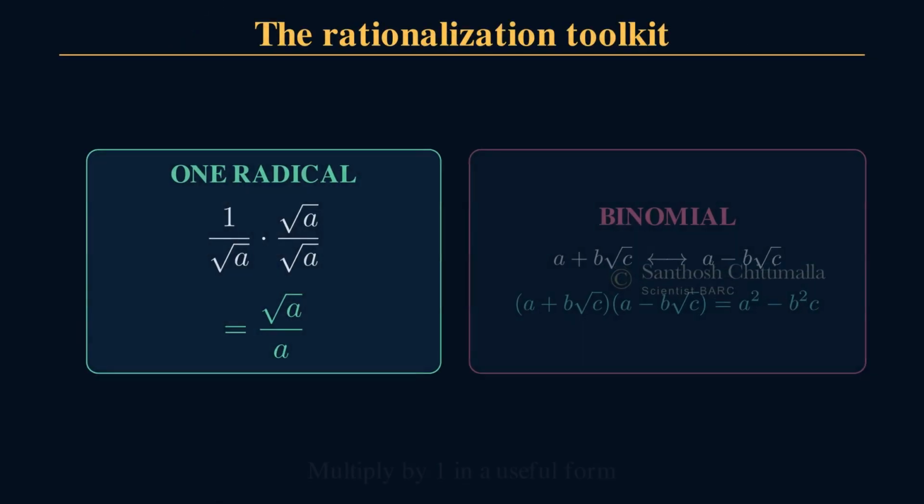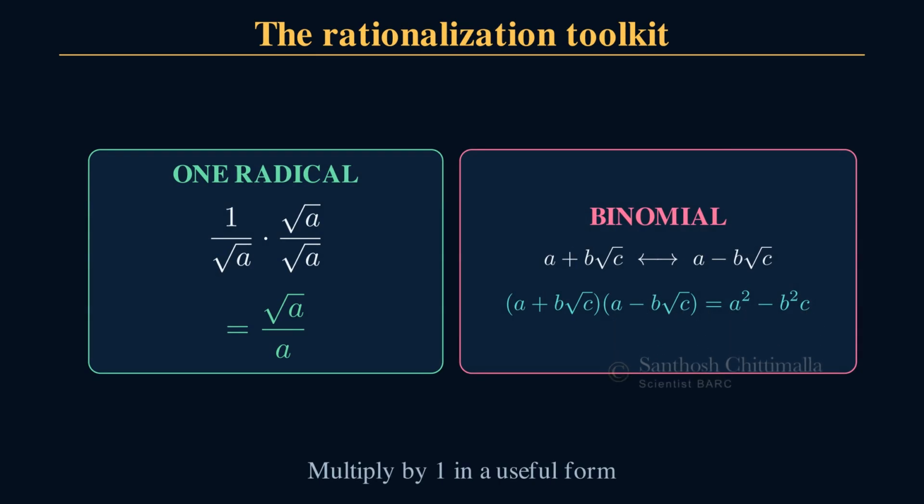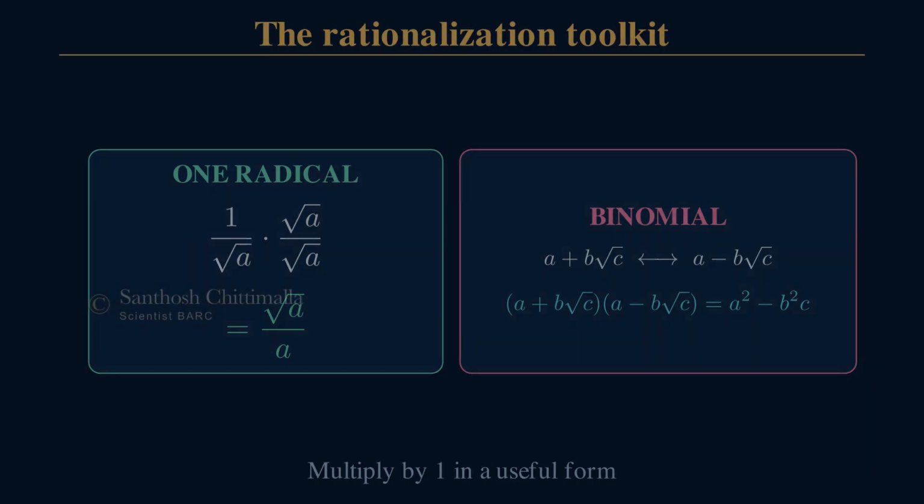To rationalize a denominator means to remove every radical from the denominator without changing the value. For a single square root, multiply by that same root over itself. For a binomial, multiply by its conjugate. The conjugate of a plus b square root c is a minus b square root c. Their product is a squared minus b squared c.